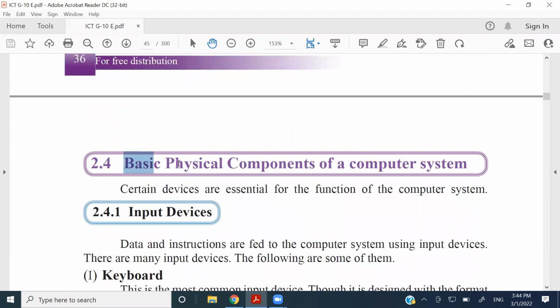Okay, so have the heading: basic physical components of a computer.